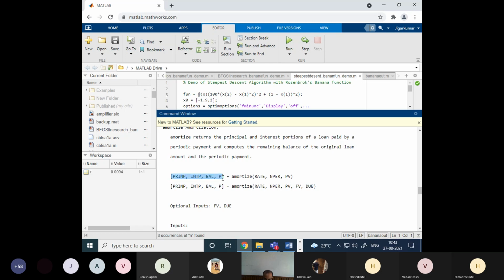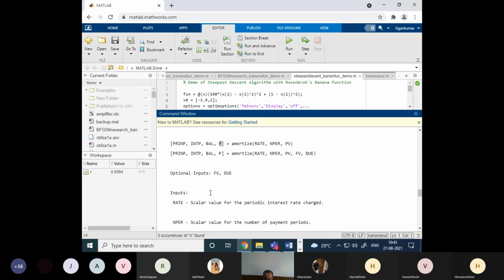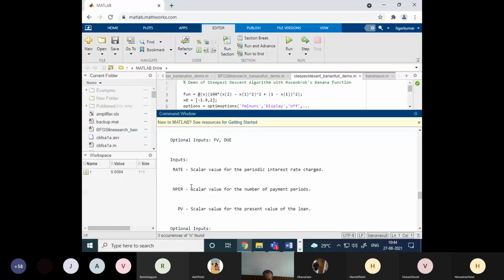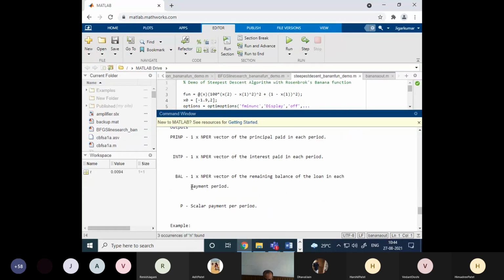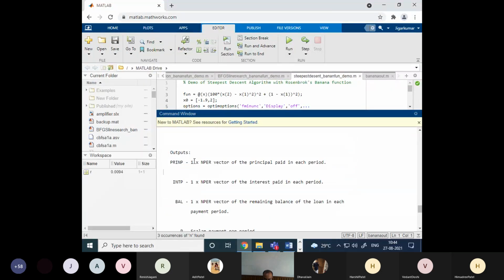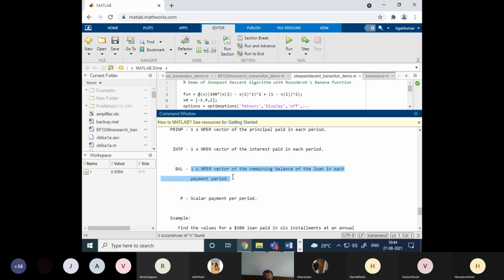What does it return? There are four things. It returns the principal, the remaining balance, the interest for the period, and P, which is your EMI. So it returns all these four values. That you have to find in the next experiment. You can see this is the principal vector that it will return: a 1 cross n period vector of principal paid in each period, a 1 cross n period vector of the interest paid in each period, a 1 cross n period vector of the remaining balance of the loan in each period, and P is a scalar payment per period that is constant throughout the period. That is our EMI value.